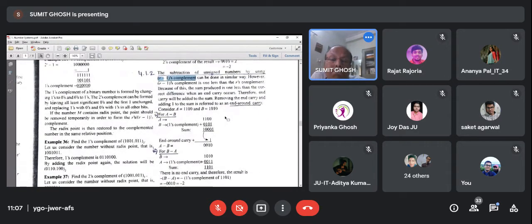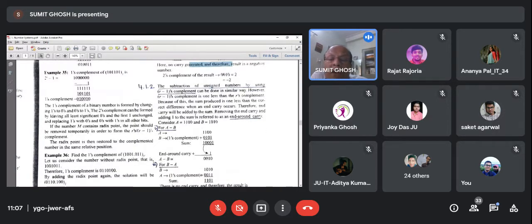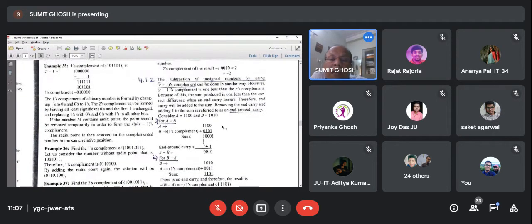Clear? Yes, sir. Now this step, let us do with questions that may come in the examination. Subtract two numbers using 1's complement or 2's complement. If it is 2's complement, do whatever has been taught till now. For 1's complement, what we have to do now is find out this. So basically using 1's complement.